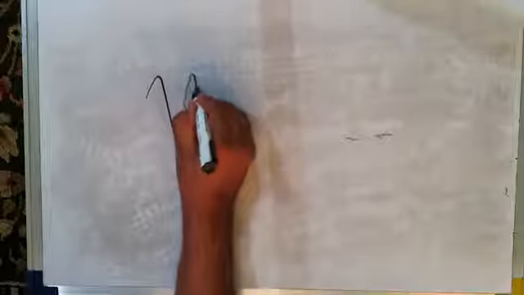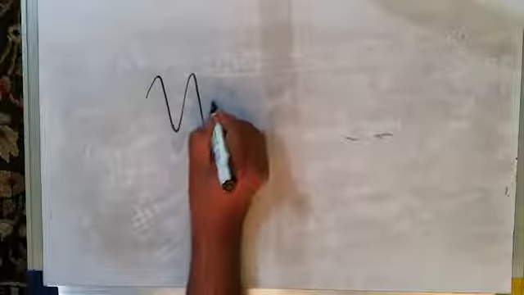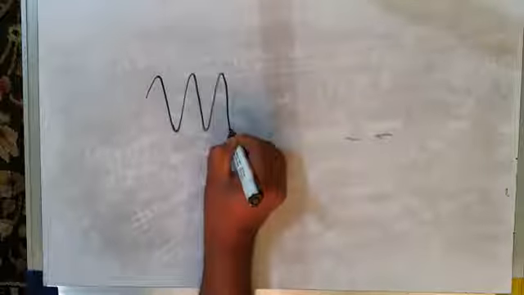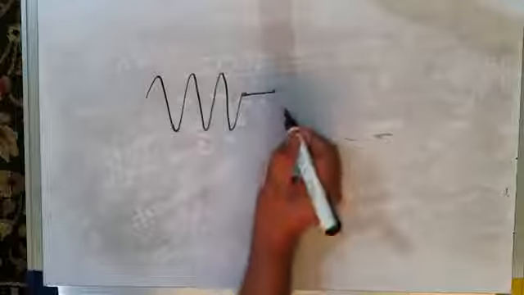So therefore, the three types of power quality problems after transients are interruption, voltage sag, and voltage swell. So I can sum up all these types of power quality problems with the help of a single waveform. This is interruption.